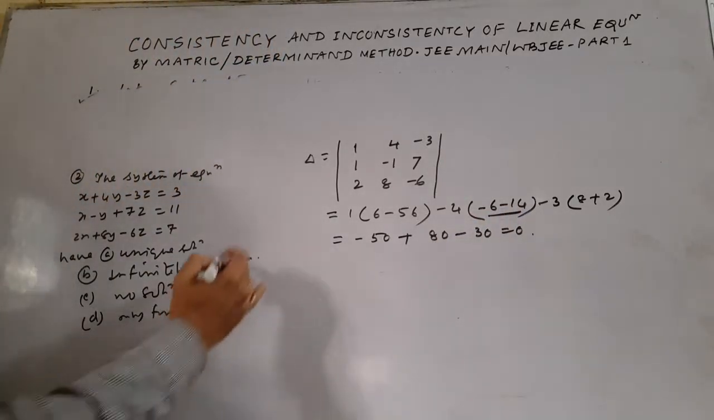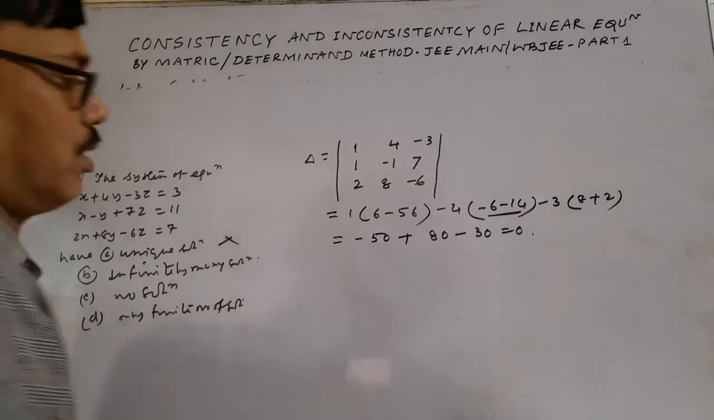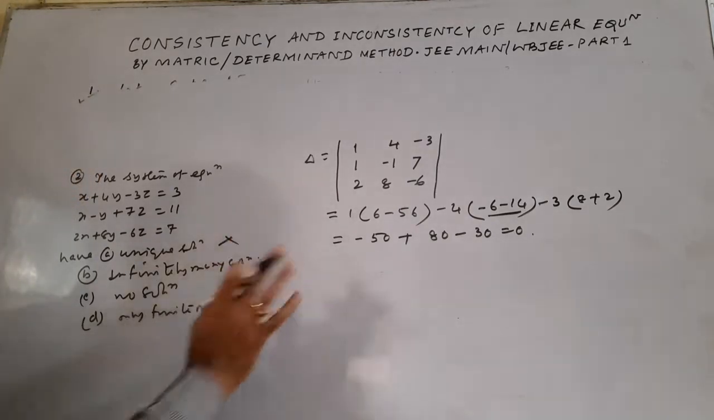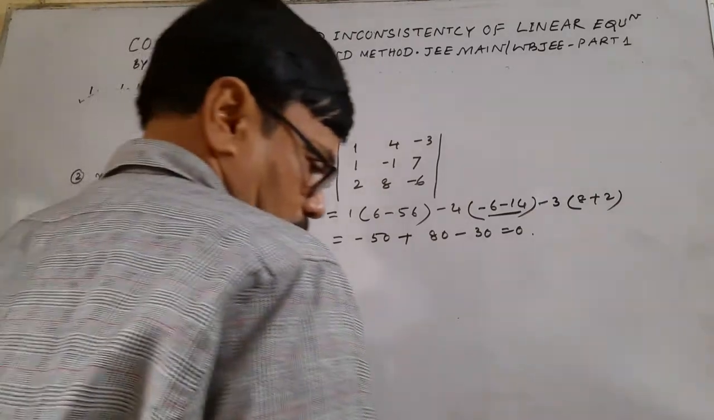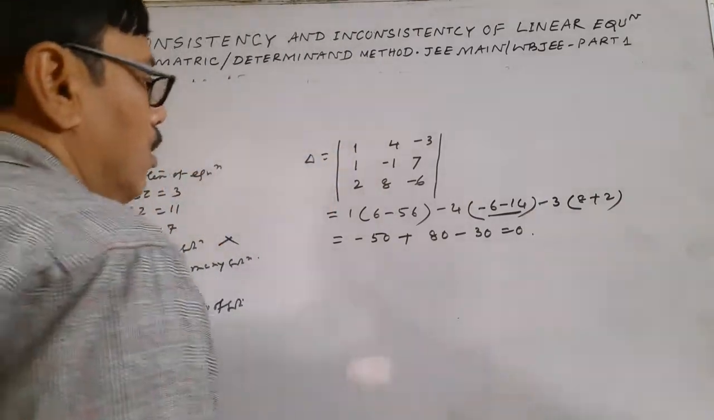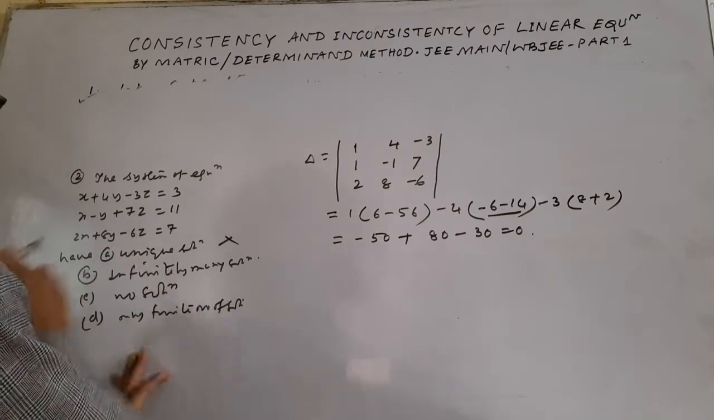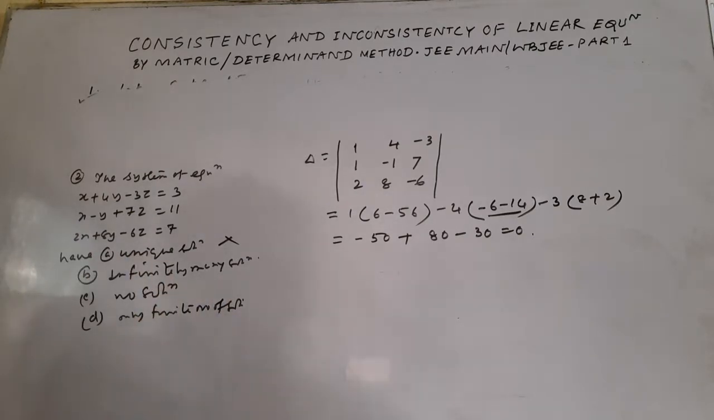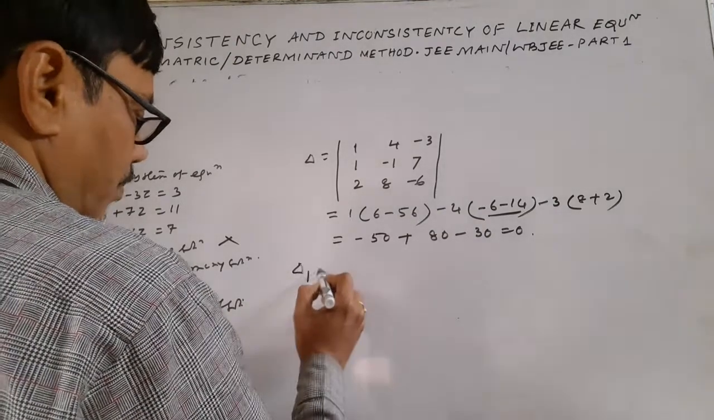So a unique solution is not possible. So delta we have calculated. Now there are two possibilities: infinitely many solutions or no solutions.